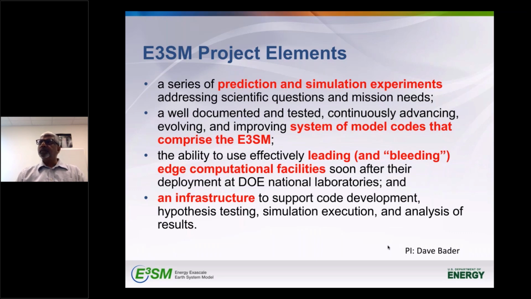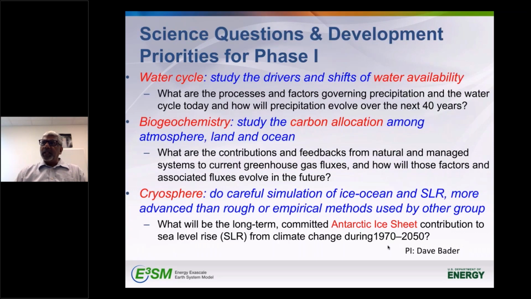The science questions the E3SM project deals with fall into basically three broad topic areas. One is related to the water cycle: to understand, with climate change, the drivers and the shifts of water availability, which is critical not only for energy, but for a lot of other sectors of the economy and society.